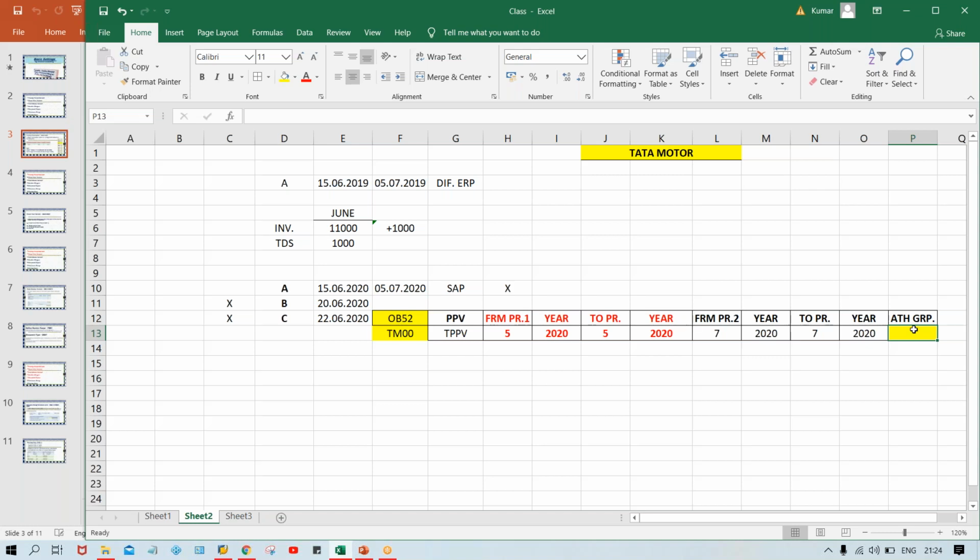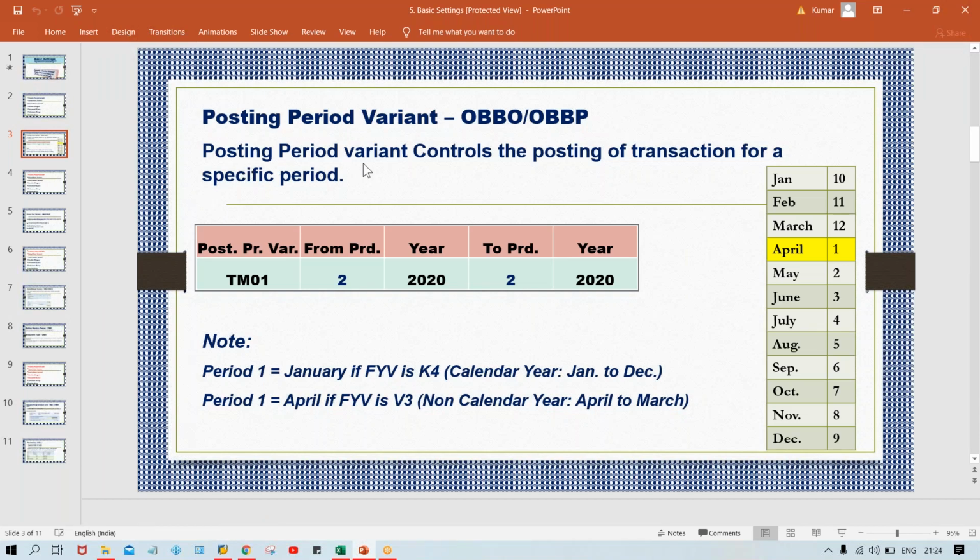First of all, you need to understand the uses, and then in real time how it is going to happen, that also you will come to know, right? So now, what is the use of posting period variant, guys? Posting period variant controls the posting of transactions for a specific period. Specific period means for a particular period we can control. Only the 7th period is going to be used for transaction posting. Past period and future period will not be allowed. This is what they use, right?